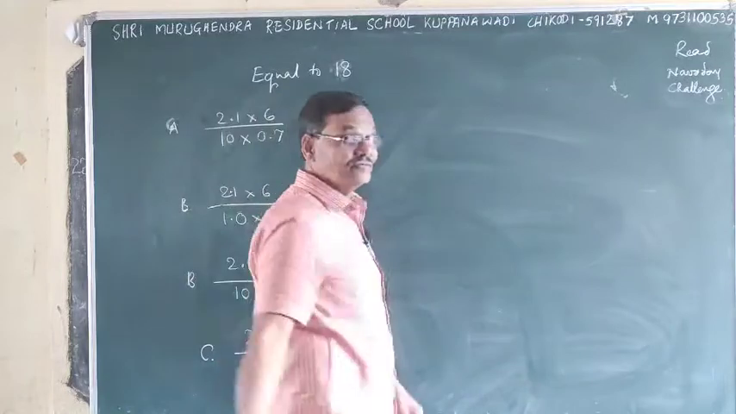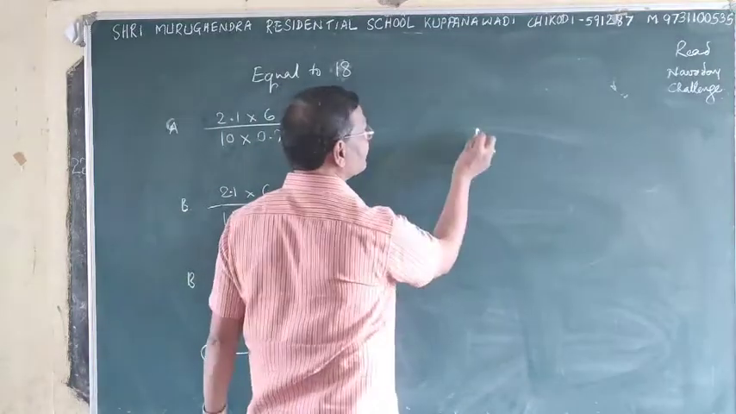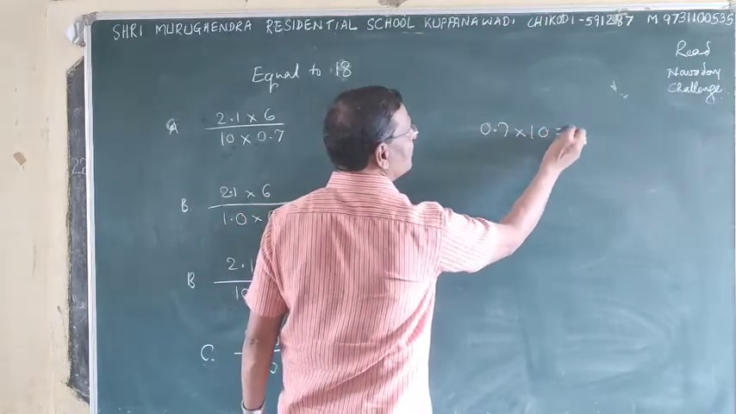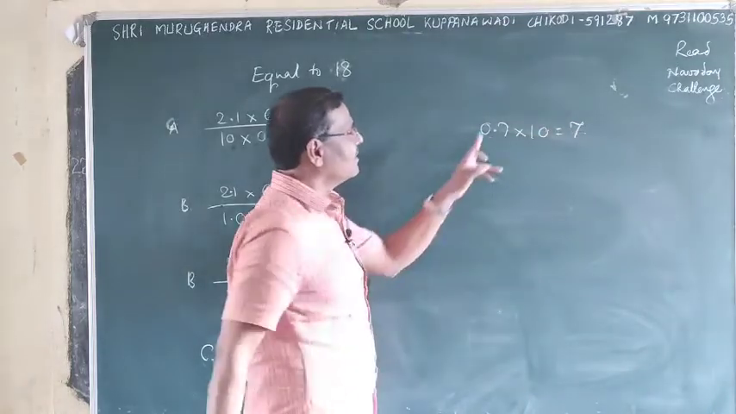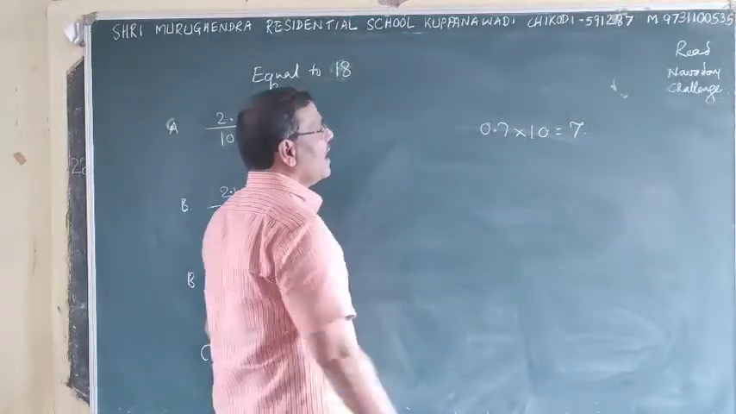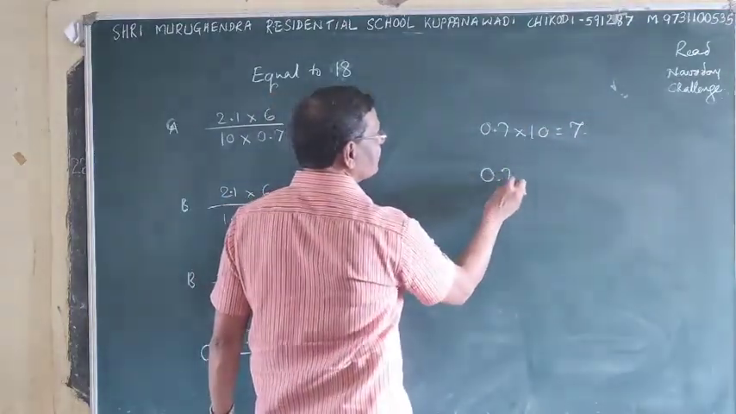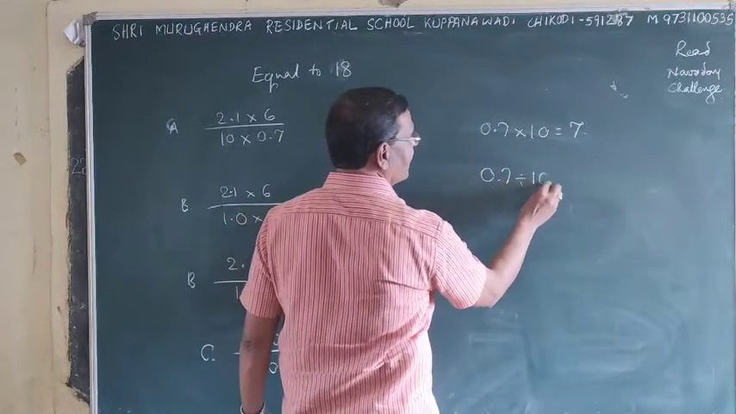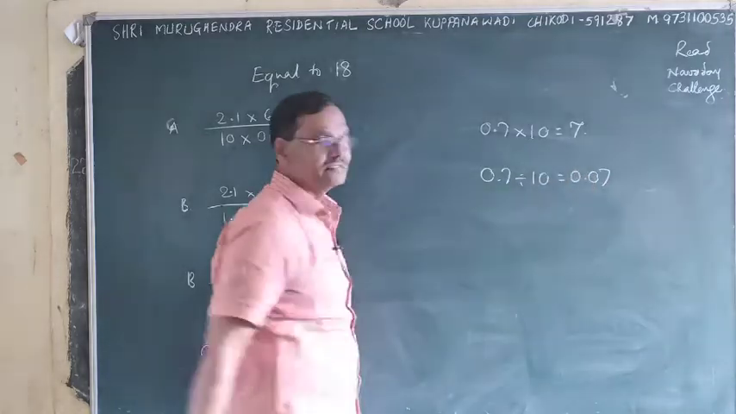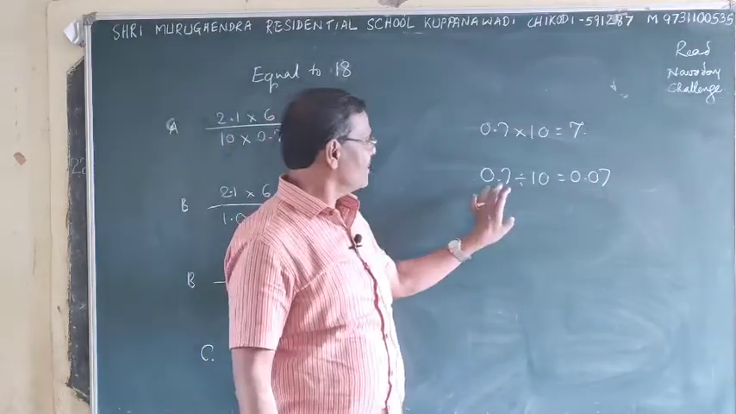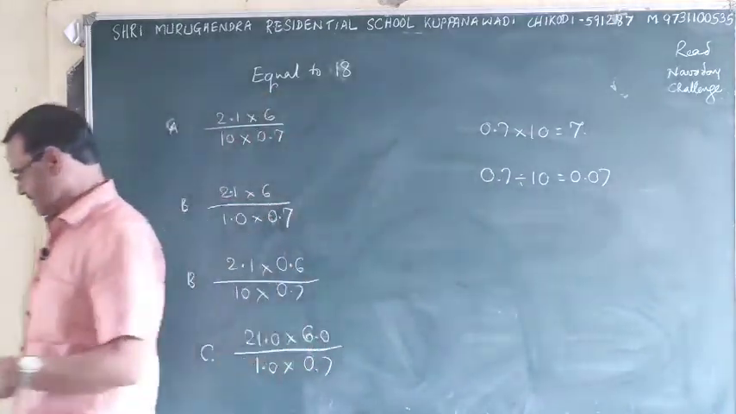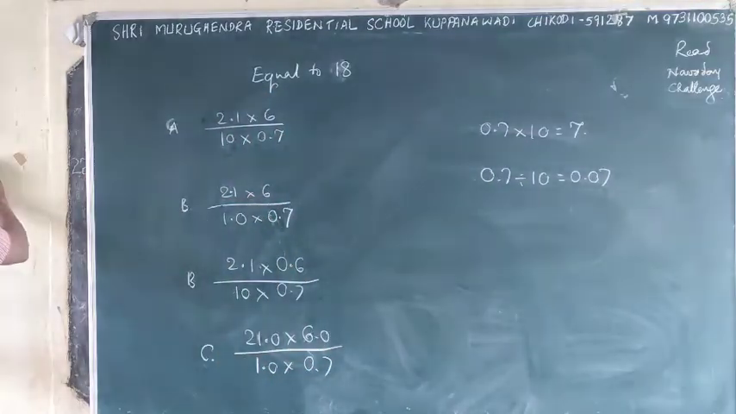See, as we discussed in a previous class, 0.7 into 10 is equal to 7. The point goes to the right side. And 0.7 divided by 10, it comes to the left side. See, here it was a point, whereas it came left. Isn't it?